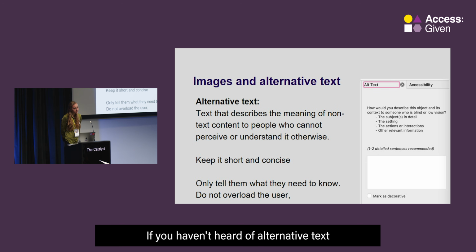If you haven't heard of alternative text before, in simple terms, it's describing non-text content to someone who might not be able to see it. That could be someone on a slow internet connection, or it could be someone using a screen reader. So we always make sure we add alternative text to our images.